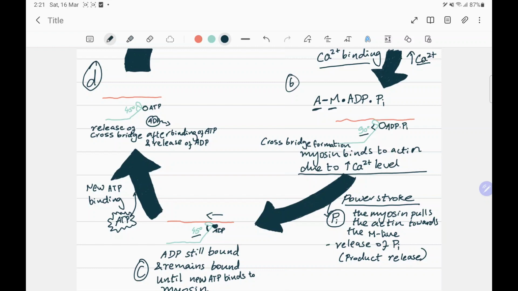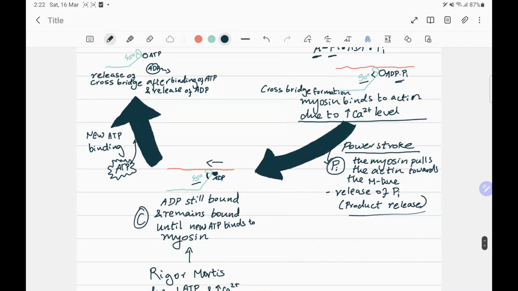So this pulls the thin filaments a little closer, and the Z lines closer by 15 nanometers in each of this power stroke that takes place. This is called power stroke. It's bending its head after it binds over there. So this is your power stroke, and the myosin pulls the actin towards the M line, and it breaks this bond completely. This ADP.Pi bond, it breaks, and then it releases the phosphate, inorganic phosphate. So this is called product release.